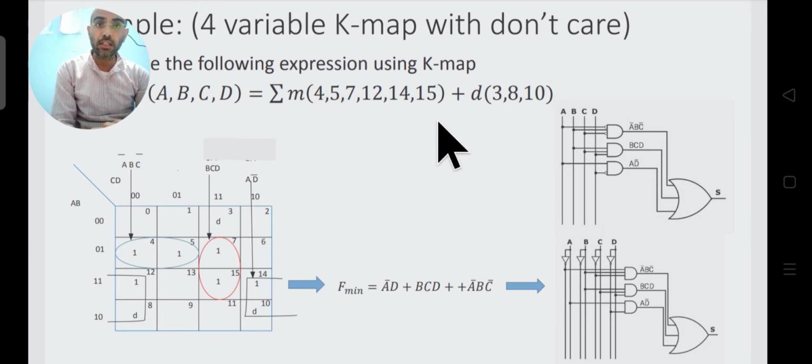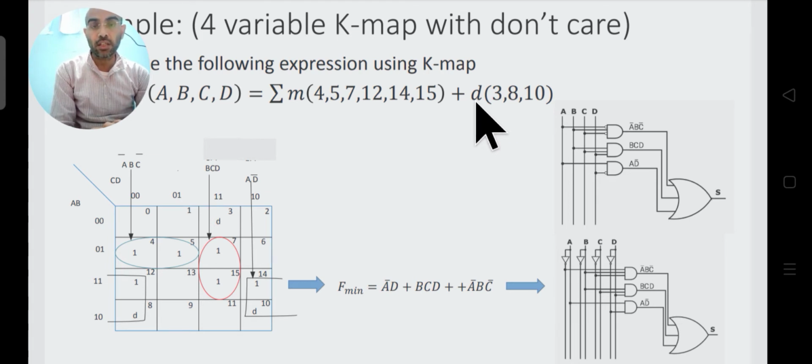So whenever don't care terms are present, we include this particular notation, D plus something. Okay, so these are the min terms which are present, plus some don't care terms. So these are called the don't care terms. Don't care terms are specified with D.